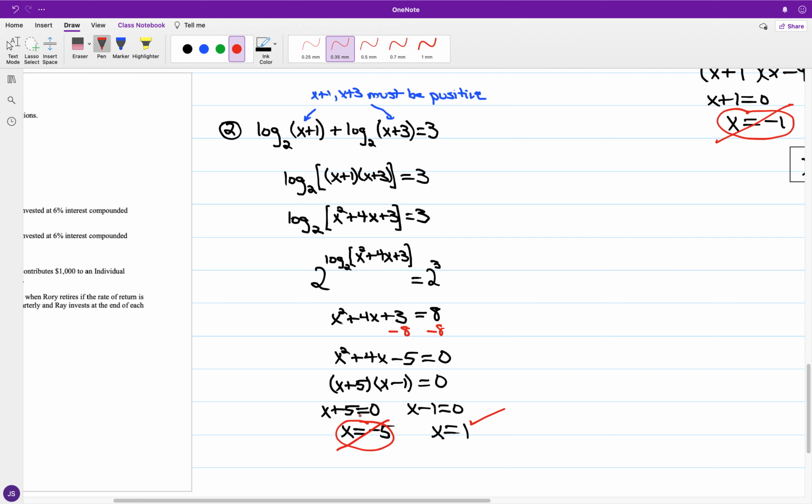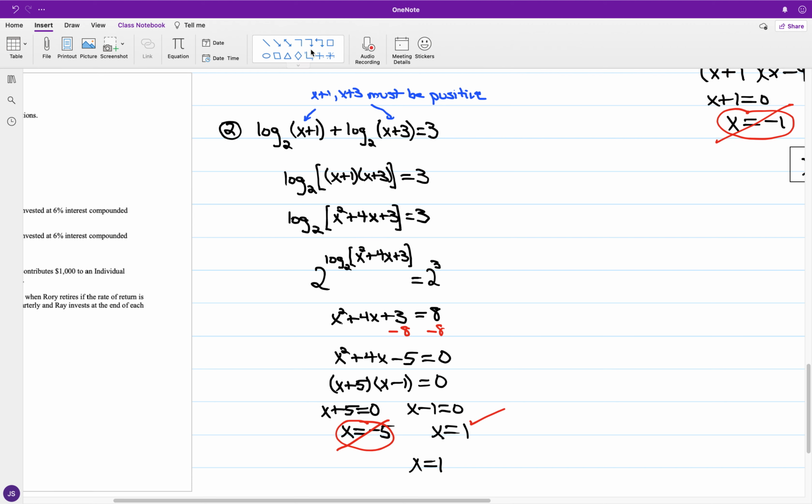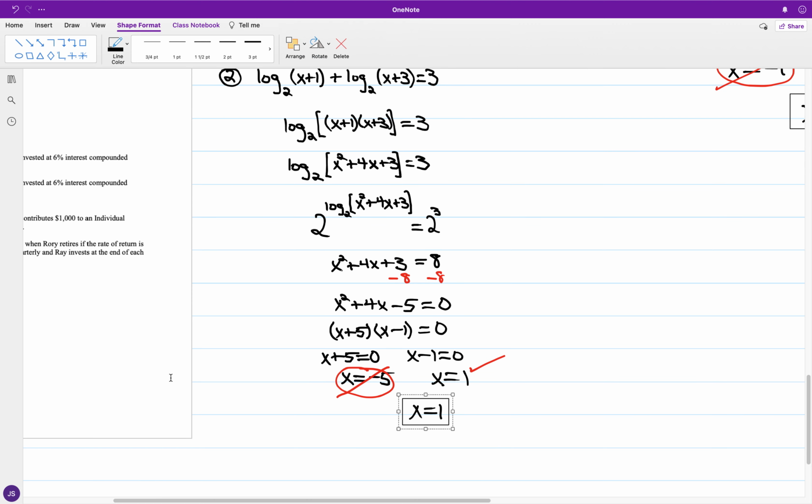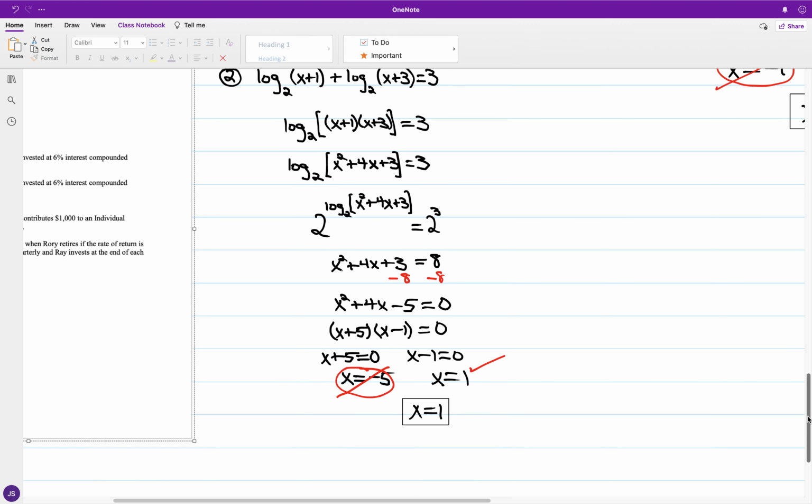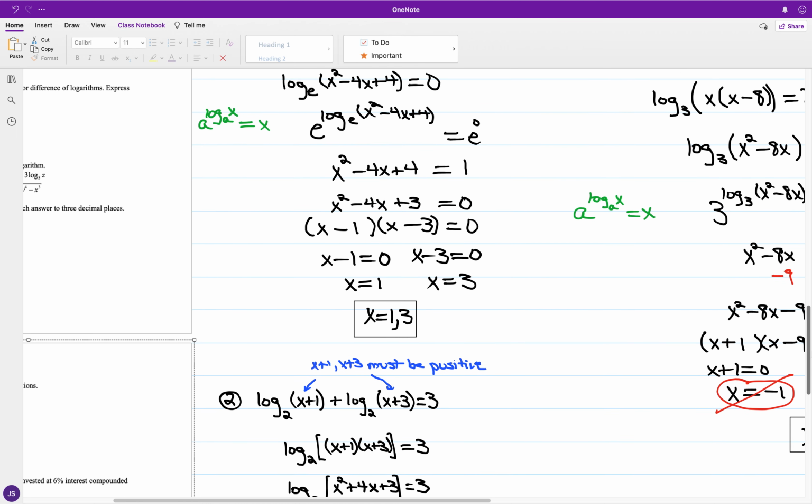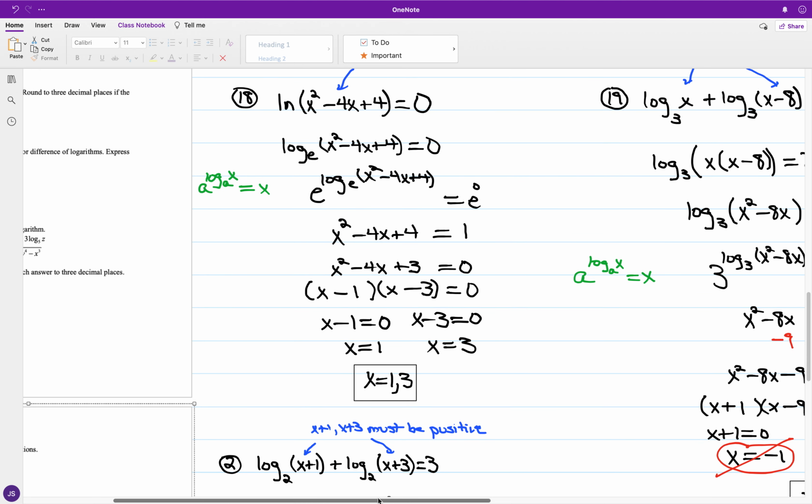And again, we have failure at x equal to negative 5 in terms of meeting these restrictions. So again, we have one solution for x in this equation, and that is going to be x equal to 1.